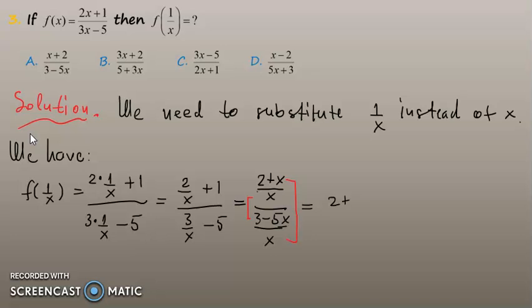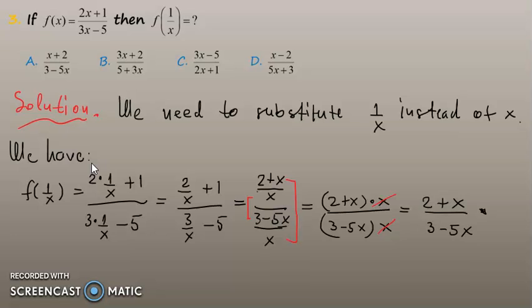We get 2 plus x times x over 3 minus 5x times x. But here we have the same terms, so we cancel x's and we get the final answer 2 plus x over 3 minus 5x. Let's check the list of answers. X plus 2, 3 minus 5x. So the correct answer is A.